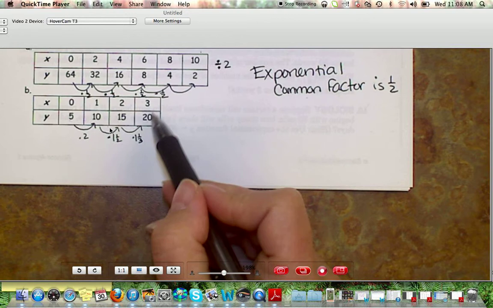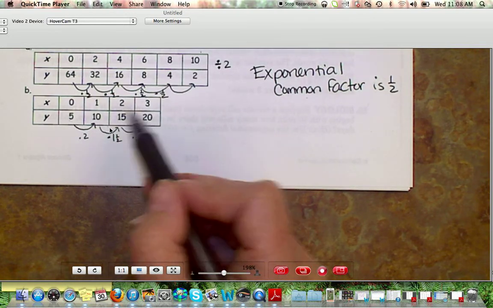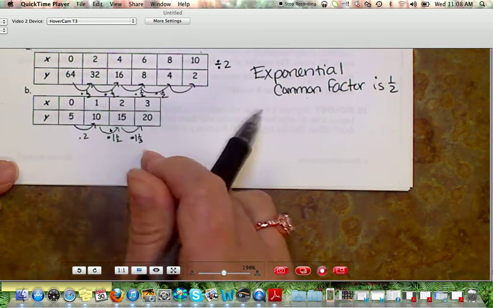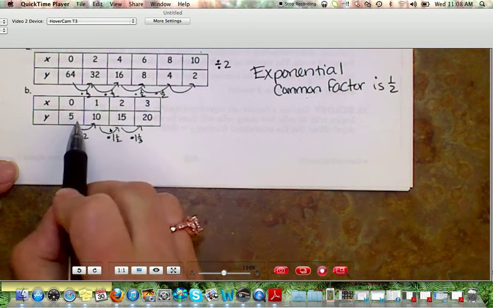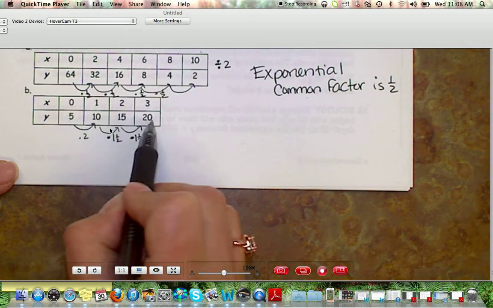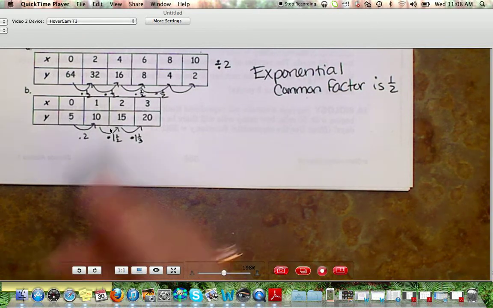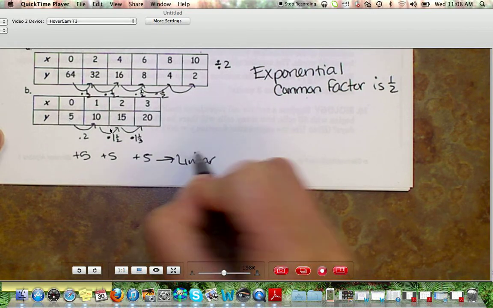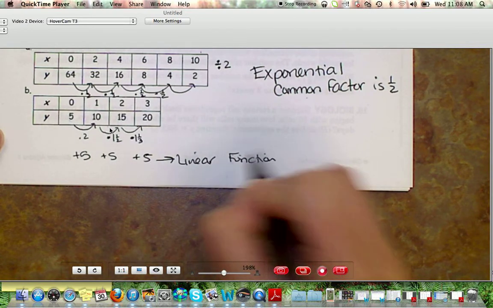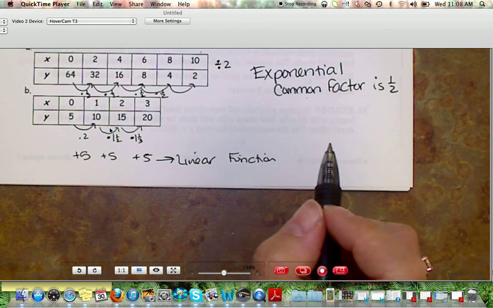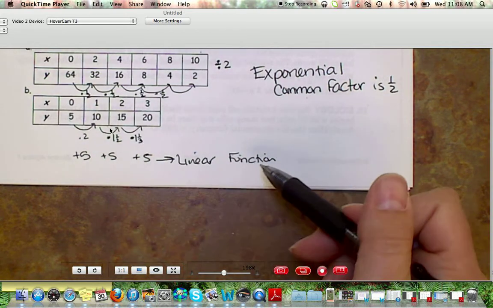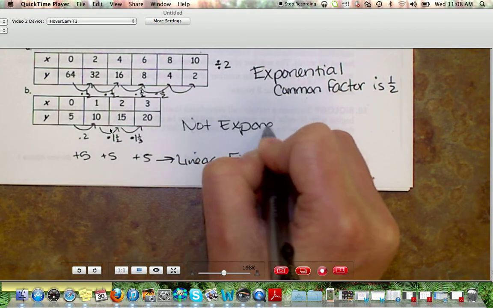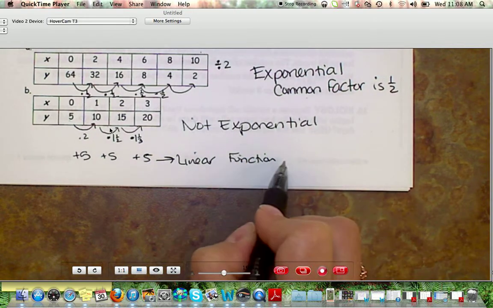How do you figure that out? You do 20 divided by 15 is 1 1/3. 15 divided by 10 is 1 1/2. So we can tell that they don't have a common factor. They all are, of course, being added. 5 is being added each time. But that doesn't make it exponential. That makes it linear. If you're adding 5, adding 5, adding 5, that actually tells us it's a linear function if there's a common difference. You're adding the same thing every time versus multiplying. So this is not exponential. Instead, it's a linear function.